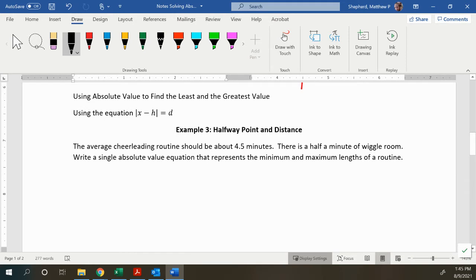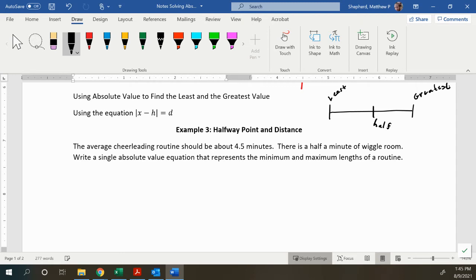All right, now let's talk about using absolute value to find the least and greatest value. And we're going to use this form of it. So when you've got a least and greatest, here's my least, here's my greatest. Sweet. Right there, I'm just going to put, that's my halfway point.